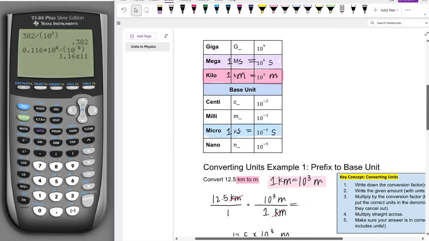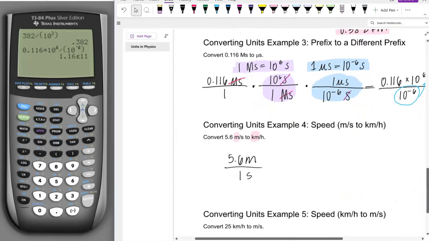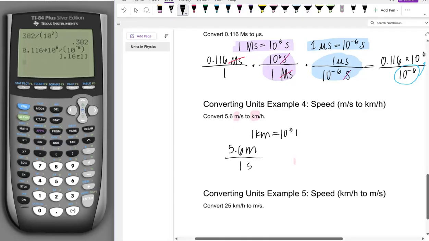We've already done that a couple times today. We know that 1 kilometer equals 10 to the 3rd meters. So let's write that down. 1 kilometer equals 10 to the 3rd meters. So I know that I'm going to have to put my 10 to the 3rd meters on the denominator so that my meters will cancel out, meaning that my 1 kilometer belongs on the top.